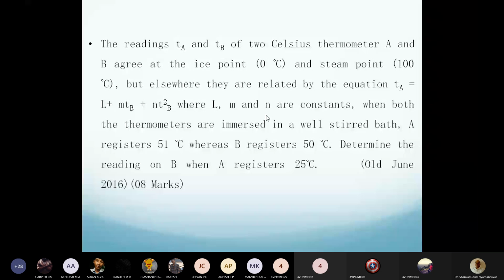You have written three equations. What is the first equation you have written? L is equal to 0. What is the second equation? 1 is equal to M plus 100N. Correct. What is the third equation? 51 is equal to 50M plus 50 square N. Correct. So divide this by 50 throughout. What will you get? Left side will be 51.